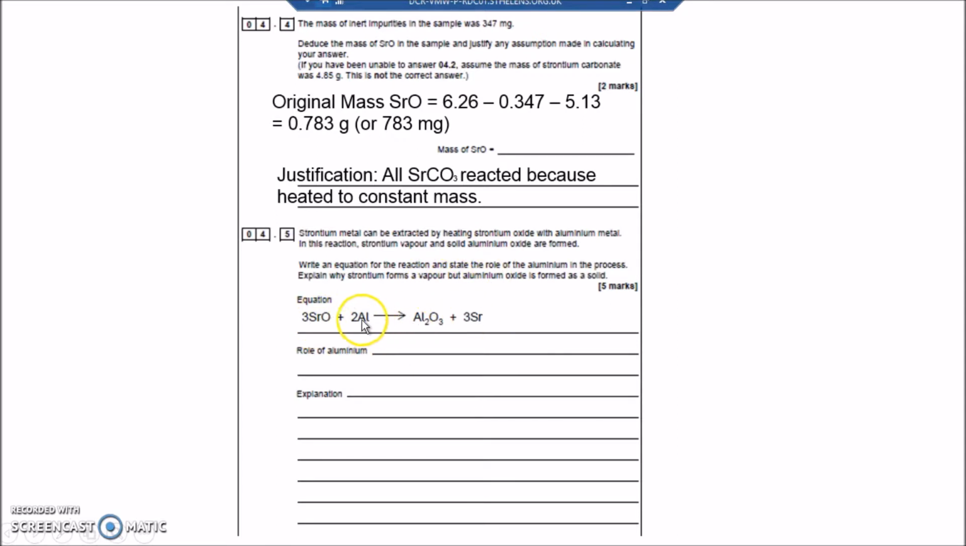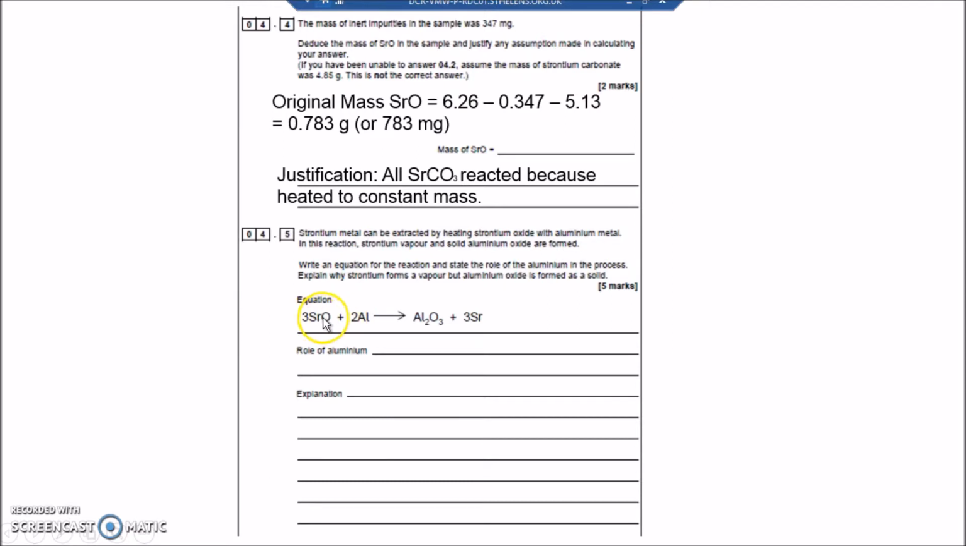And then I'm going to balance it up. So I've got O3, so I need 3 SrOs to make the O's balance. 3 Srs, I'll need 3 Srs, and therefore 2 Als here. Role of aluminium, it's removing oxygen. Something that removes oxygen is a reducing agent.